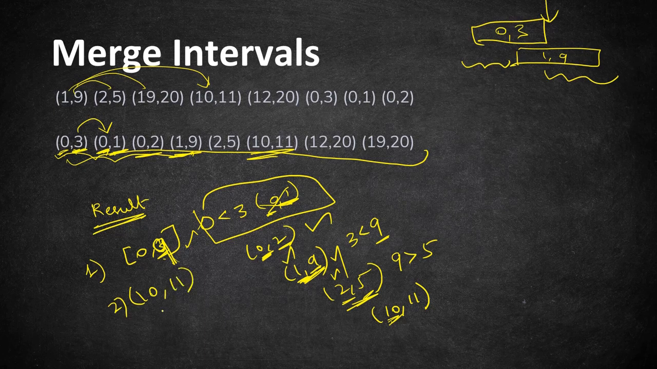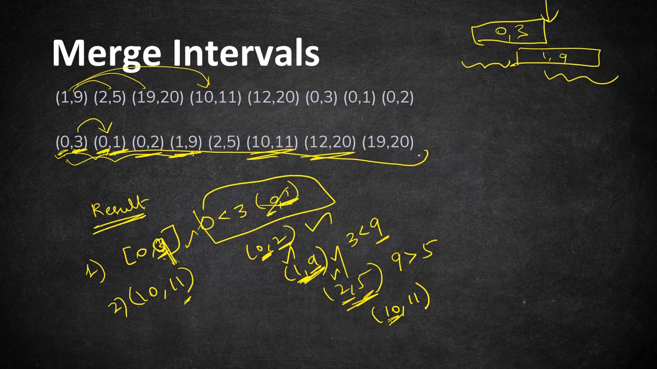Why end of the list? Because we are going to compare the upcoming values only with the value or the interval at the end of the list, because the previous ones are already sorted and only with the end we have to compare whether they overlap or not. So moving to the next value, which is 12 comma 20.